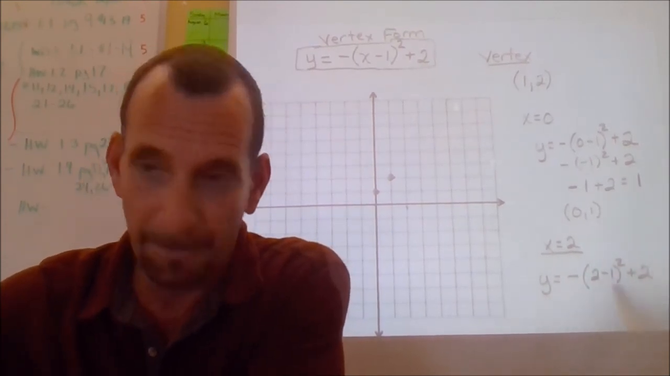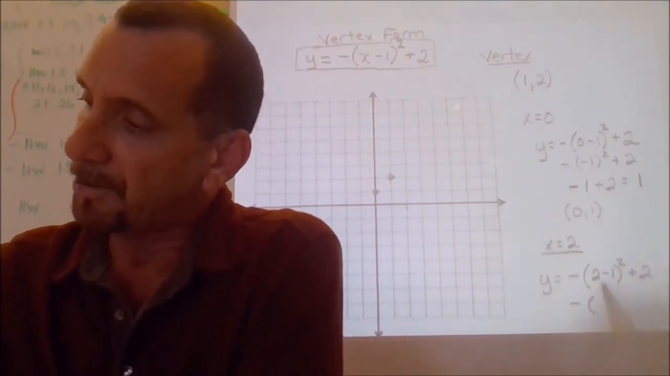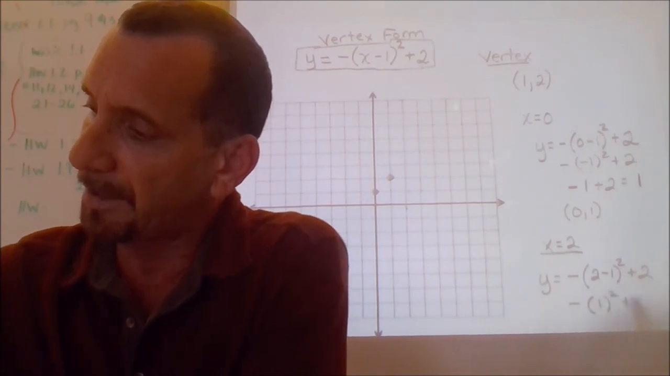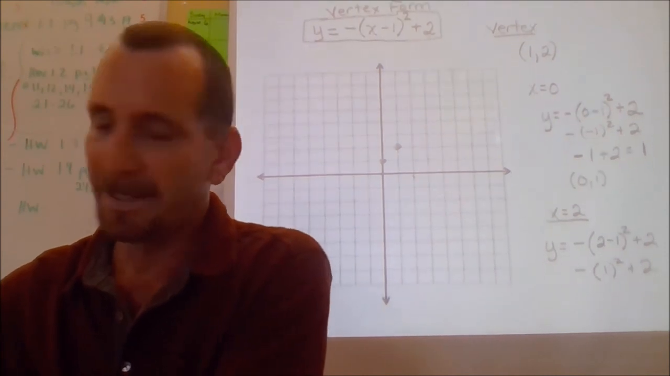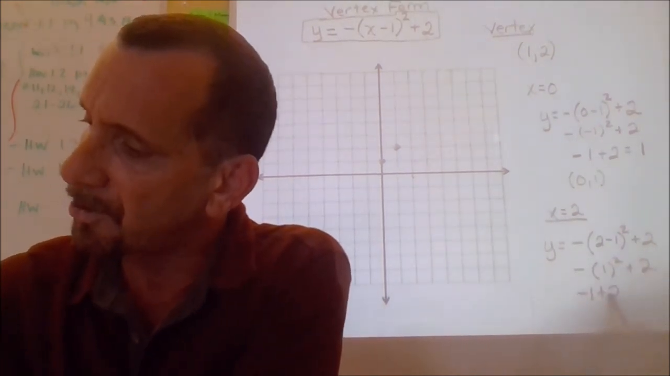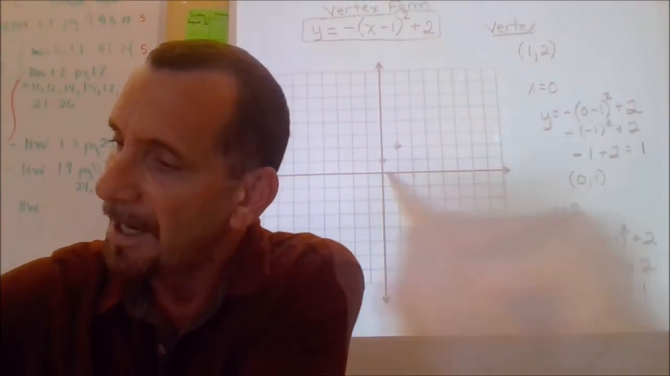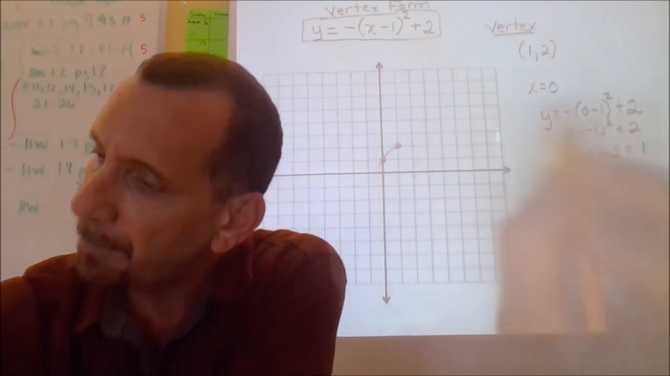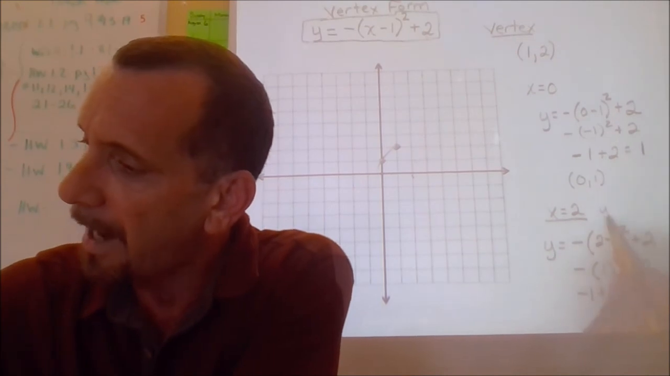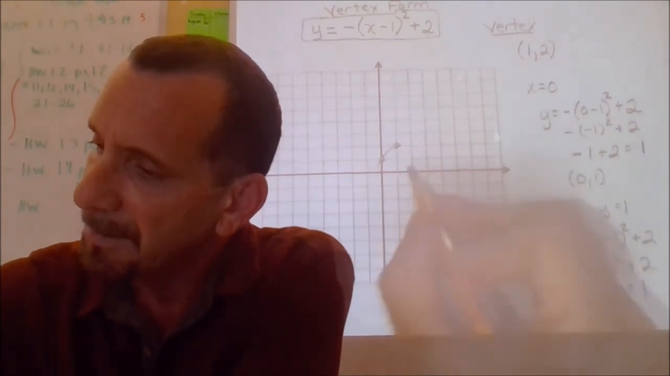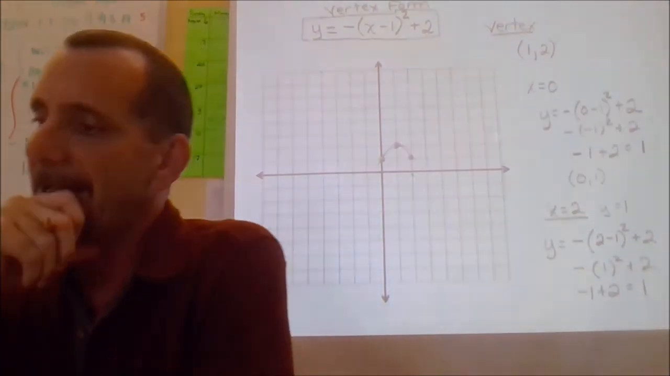I'm going to do everything in the parentheses because PEMDAS asked us to. 2 minus 1 is 1, squared, plus 2. That's a negative 1. Let me move on up here. That's a negative 1 plus 2, which also equals 1. So as you would guess, because this parabola is coming on up here, and we move over to here, when x is 2, y equals 1. So we're going to come up here, 2, 1, and now the parabola is coming back down.